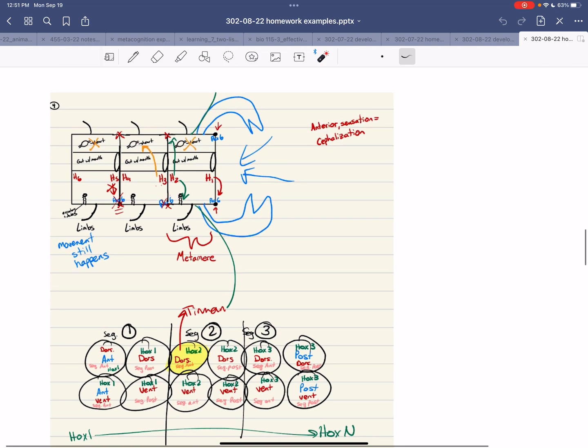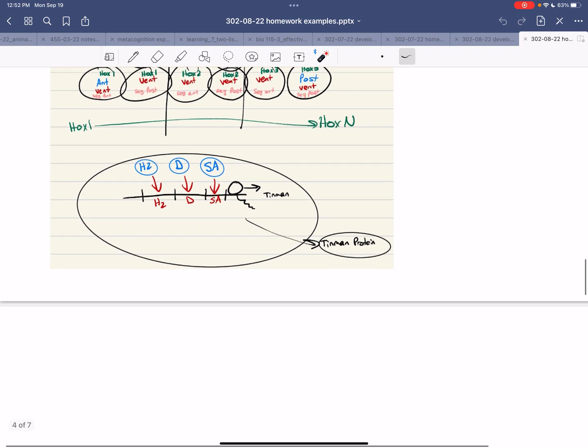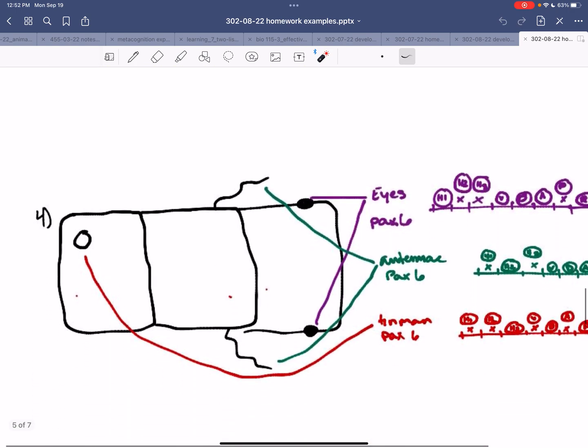For PAX6, you would need to also include what makes the eyes be out on this lateral side. So you have to invent a transcription factor for lateral versus one that's expressed here, medial. So lateral would be expressed here, and medial would be expressed in the middle. And there are transcription factors that do that.